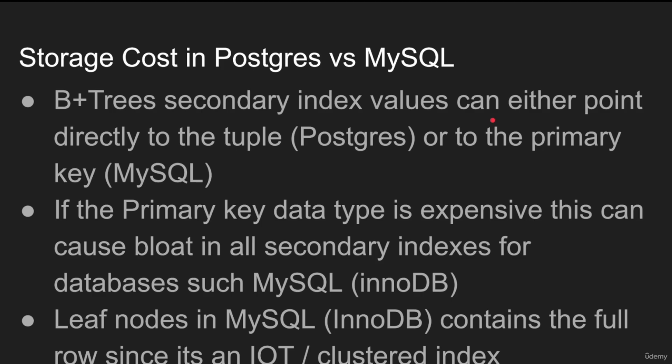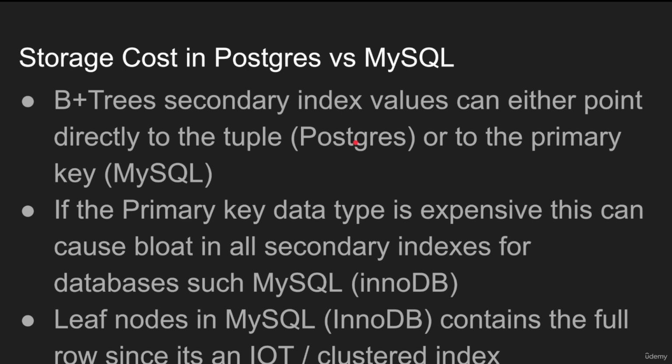Okay, let's talk about this, the final thing, I think. The storage cost between Postgres and MySQL. So, B+Tree secondary index values. I talked about the difference between secondary indexes and a primary index. It's very important to know this difference, right? A secondary index can either point directly to the tuple, this is an example of Postgres, or to the primary key.